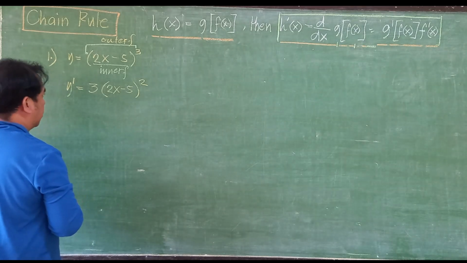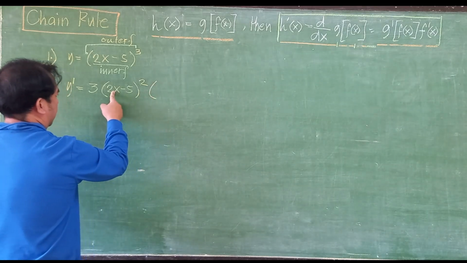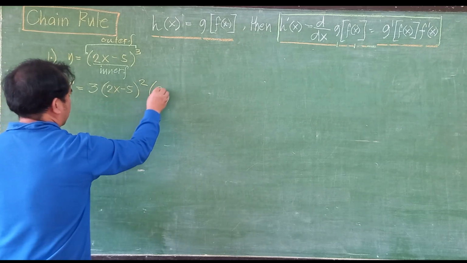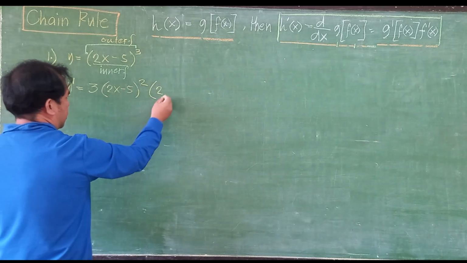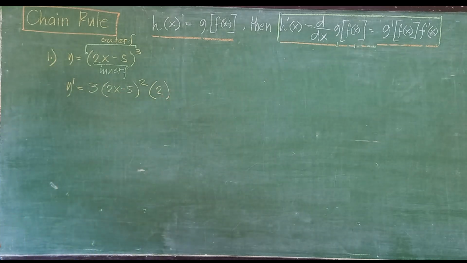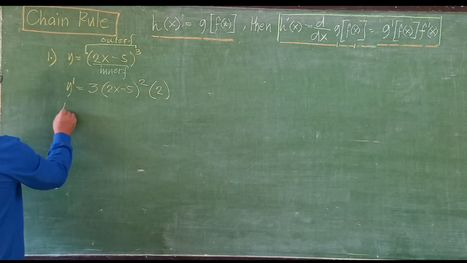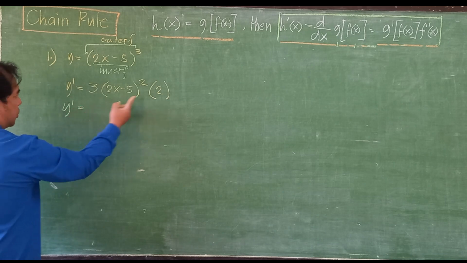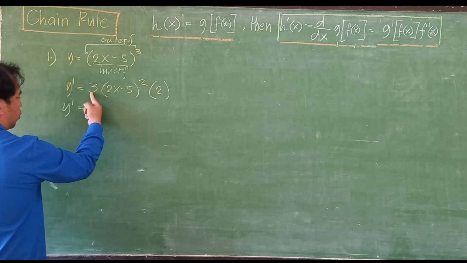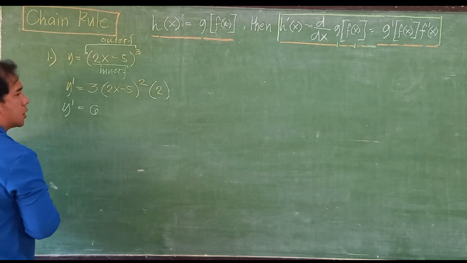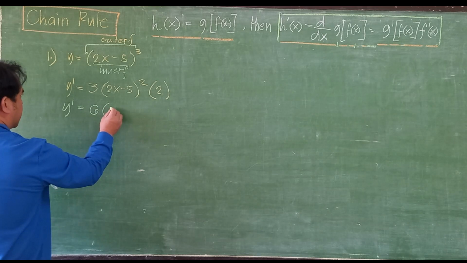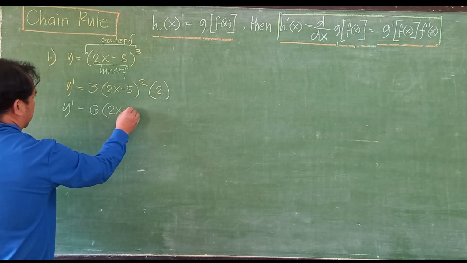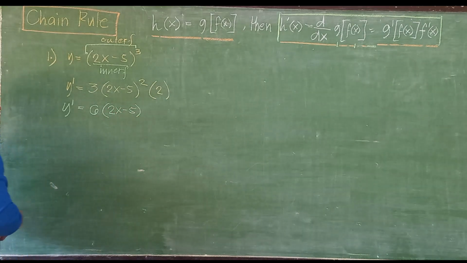So what is the derivative of the inner function? The derivative of 2x is 2. What is the derivative of the constant negative 5? That is 0. So that is the problem. Now, what would be the final answer? For the final answer, y prime is the same as, you can multiply 2 by 3, which gives you 6, multiplied by the quantity 2x minus 5 squared. So that would be the derivative.